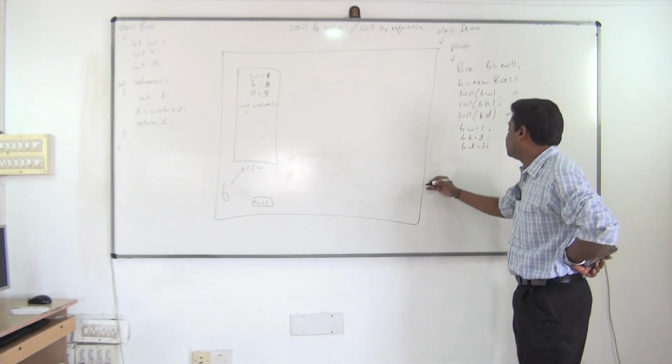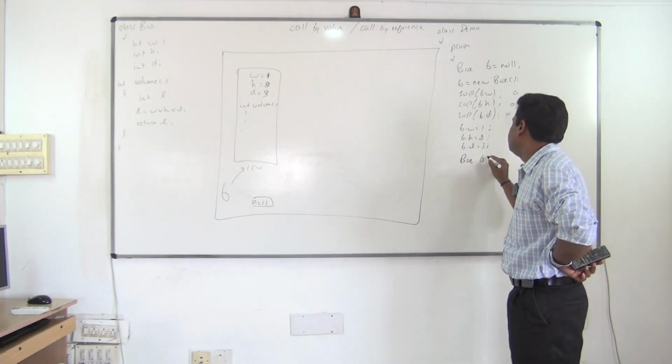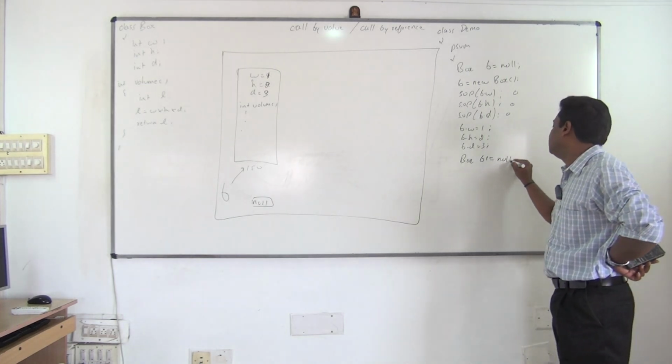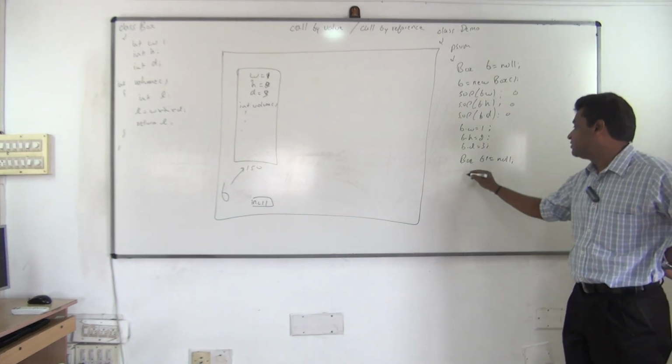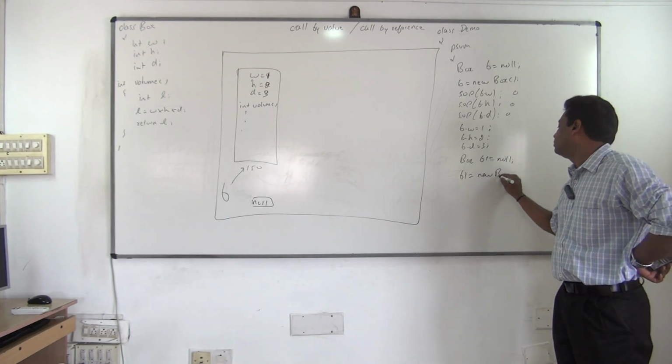Fine. Next, that is one object. So next what will I do? Box B1 is equal to null. Now what will I do? Again see this. B1 is equal to new Box.